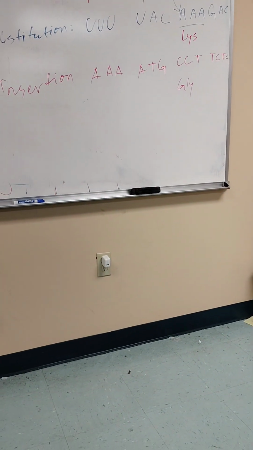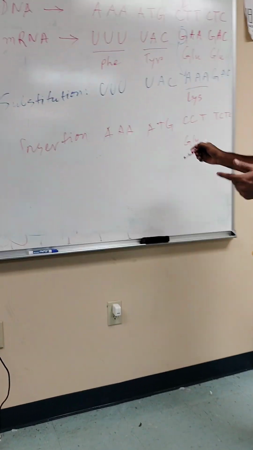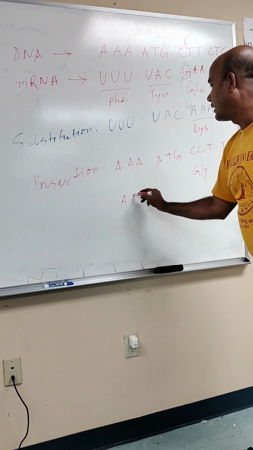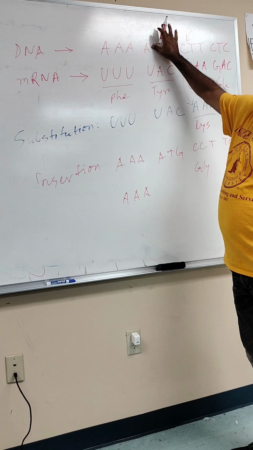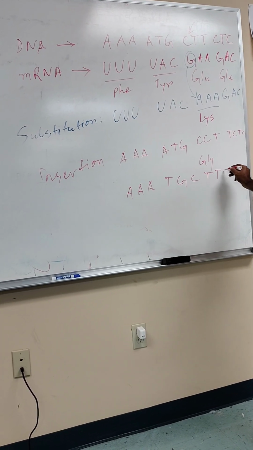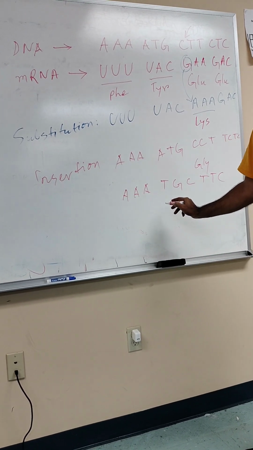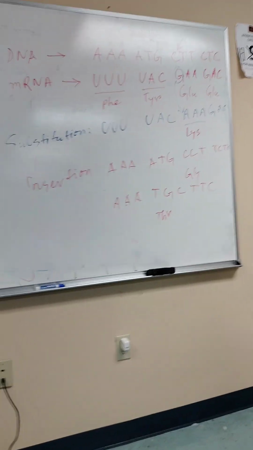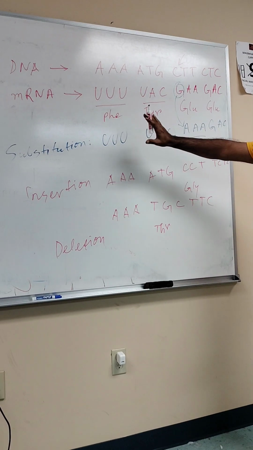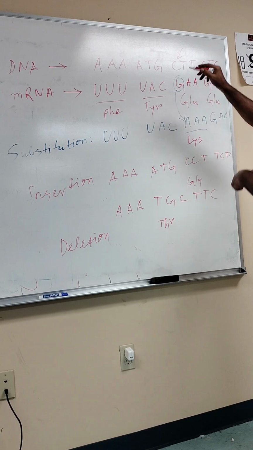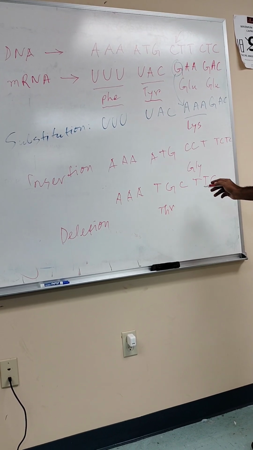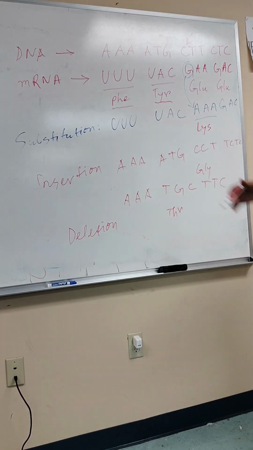And also, if you delete a nucleotide, suppose this A is deleted, then T, G, C, T, T, C. Here the new tyrosine is coming. So here we are seeing that due to substitution, insertion, and deletion, the nucleotides change, a new protein is formed, and in this way mutation happens.